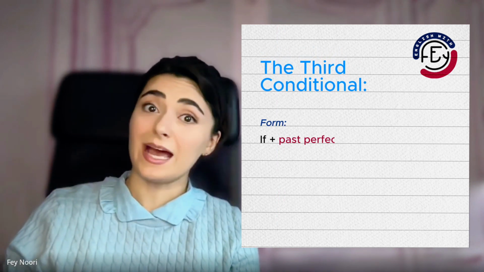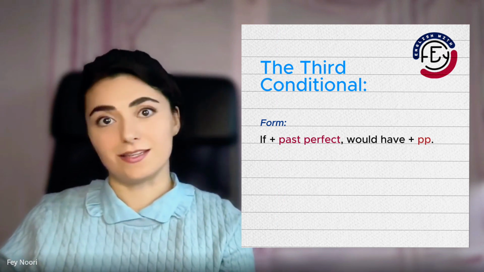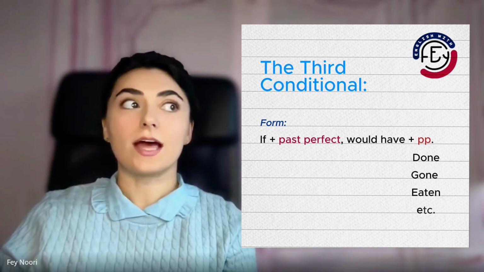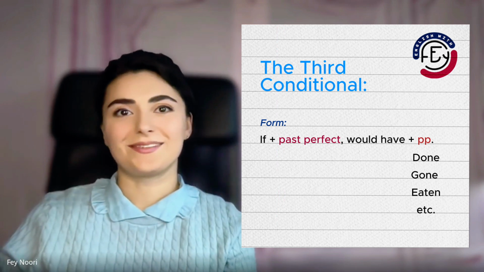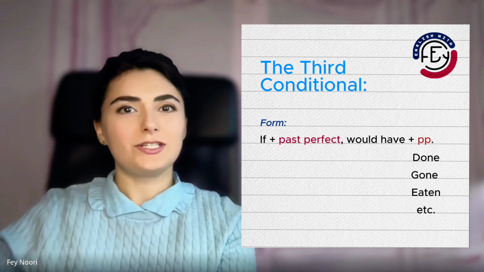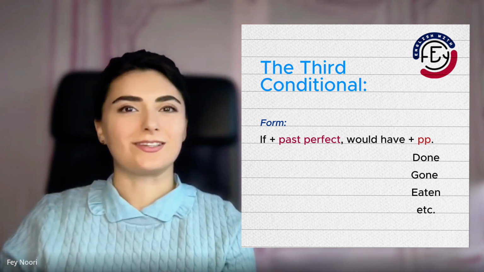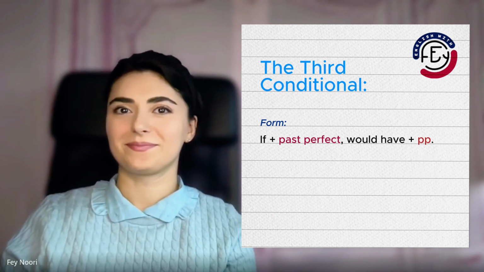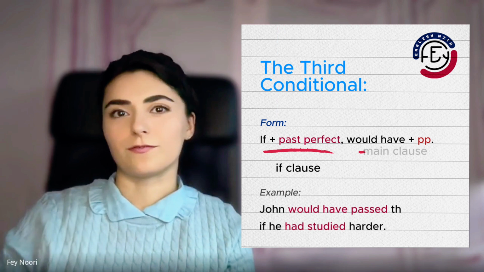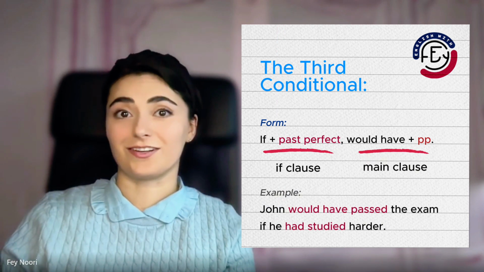If that had happened, we would have done this. Or if that hadn't happened, we would have done this. Just like that. One more thing. Did you notice how in the last sentence we did not use a comma? What was the sentence? Can you remember? John would have passed the exam if he had studied harder.